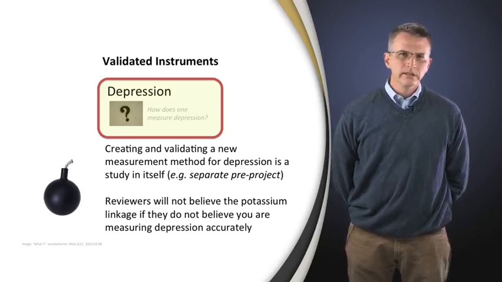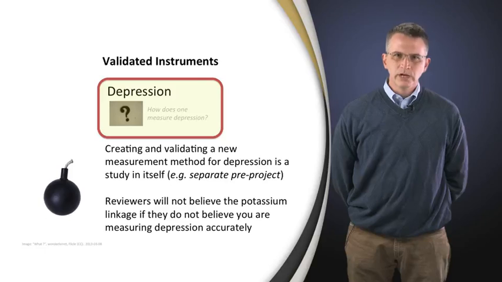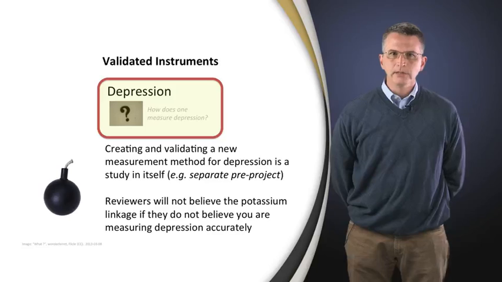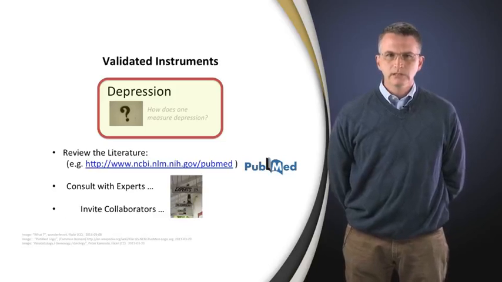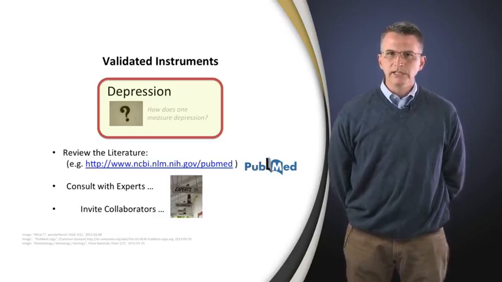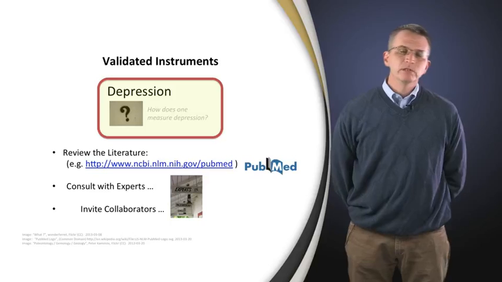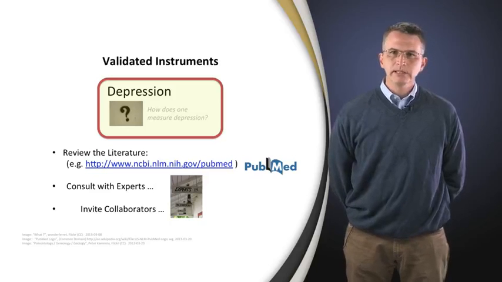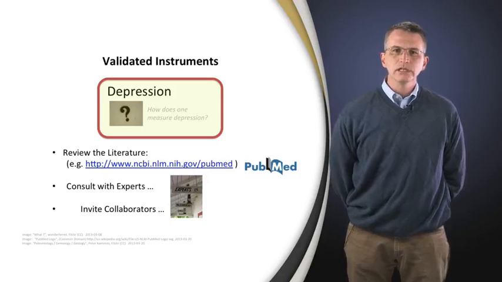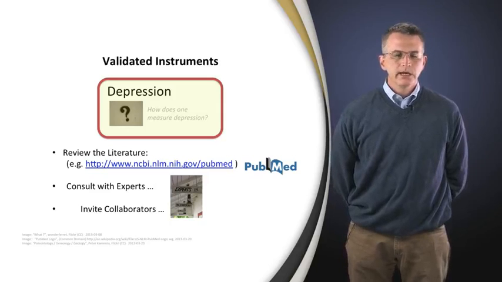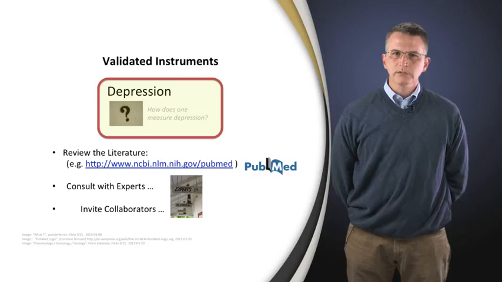The other thing that I want to warn again on is that reviewers will not believe the potassium linkage. You do your study, they will not believe it unless you can convince them that you can accurately measure depression. And so we've got this dilemma. The dilemma can be solved, and is solved in the real world, by first going to the literature. PubMed is a great resource for seeing who's done what and what's gone on before you. It's always a great idea to consult with experts and even invite collaborators into your project.